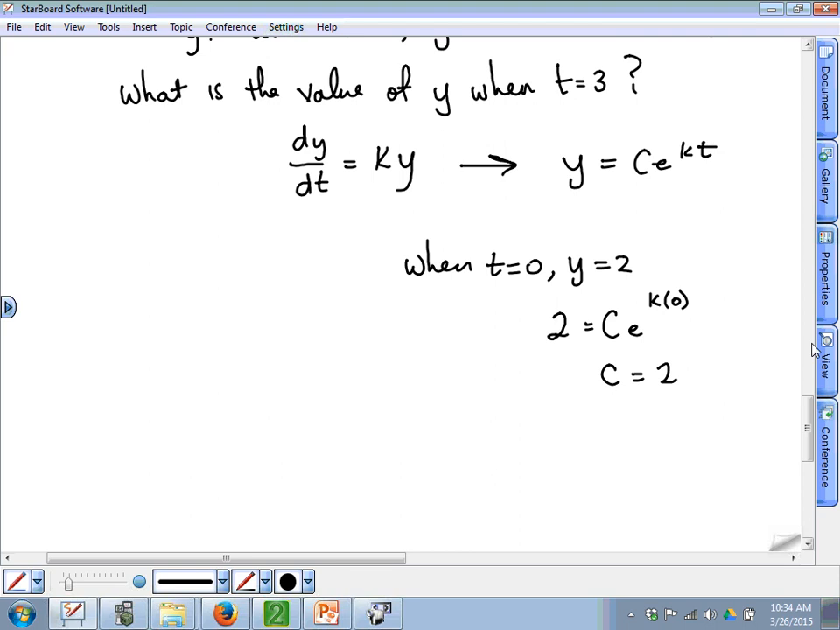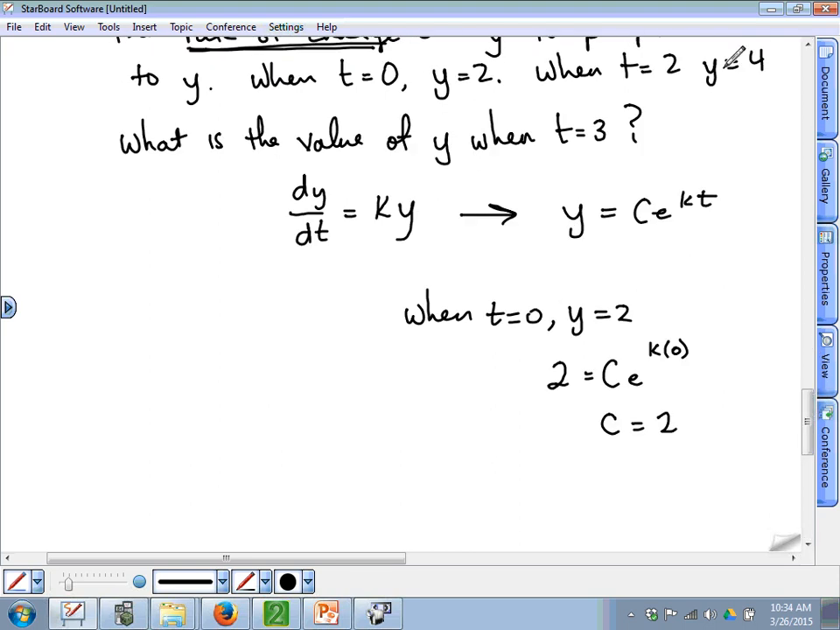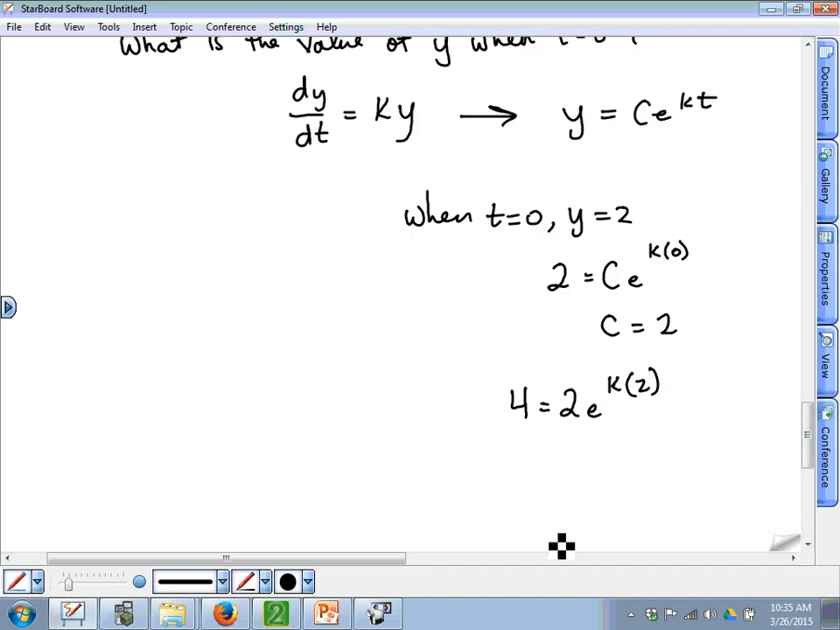Well, the reason they gave us another piece of information is we also don't know k. So let's use the other piece of information plus our value of c to see if we can find the value of k. So now let's use when y equals 4, we know that c equals 2, and now t equals 2. I plugged in a 4 for y, I plugged in a 2 for t, and then I plugged in a 2 for c. This leaves us an equation with only one unknown. You can divide 2 from both sides. Divide by 2, I'm going to get 2 equals e to the 2k.